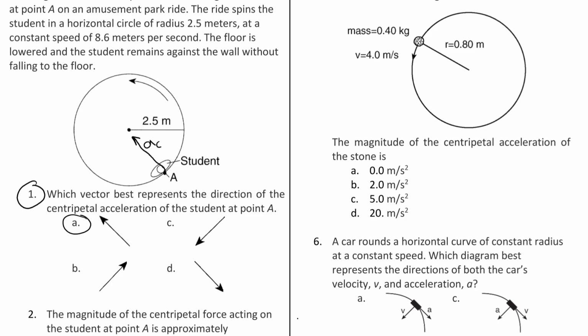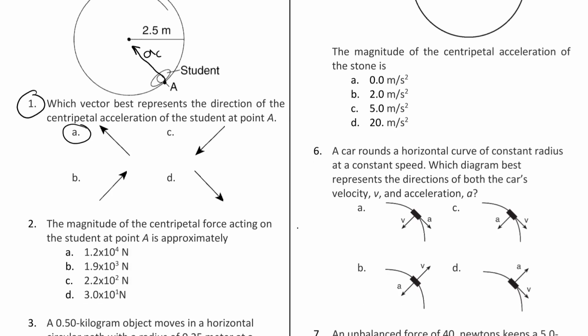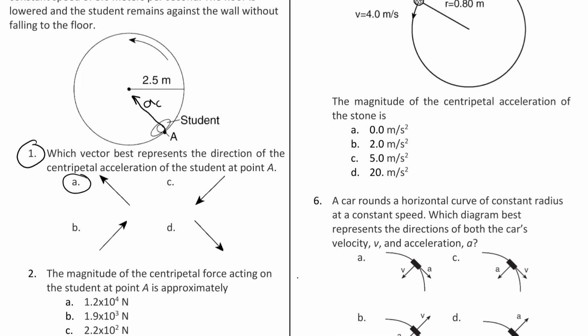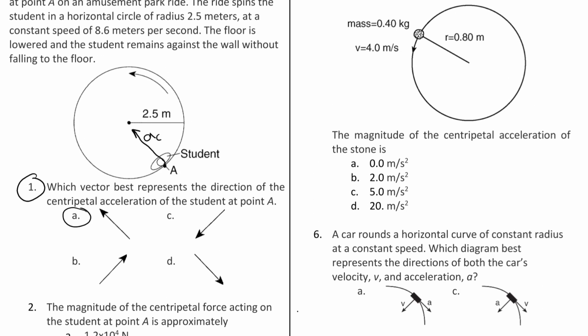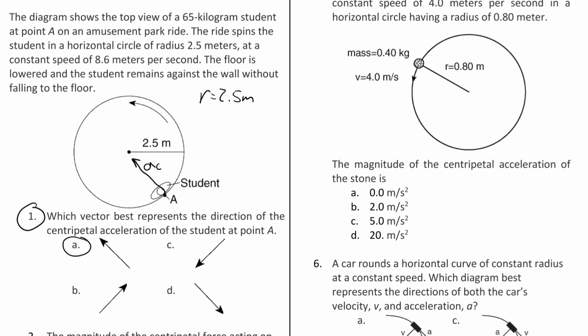All right, number 2. The magnitude of the centripetal force acting on the student is approximately what? Now they tell you the radius is 2.5 meters, and they tell you the mass is 65 kilograms, and they even tell you the speed or the tangential velocity. Remember, speed is just the magnitude of the velocity. That's 8.6 meters per second. They're asking for the centripetal force.